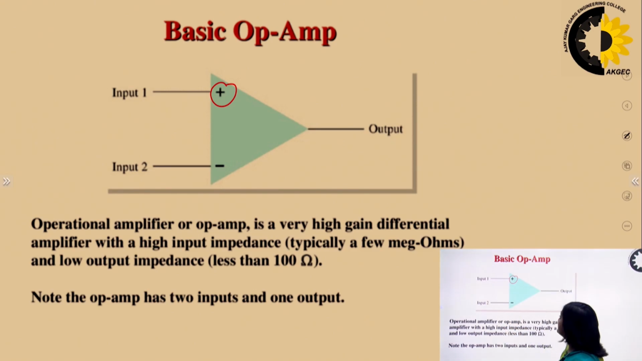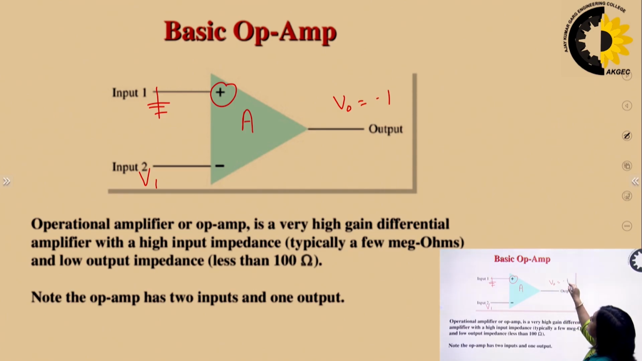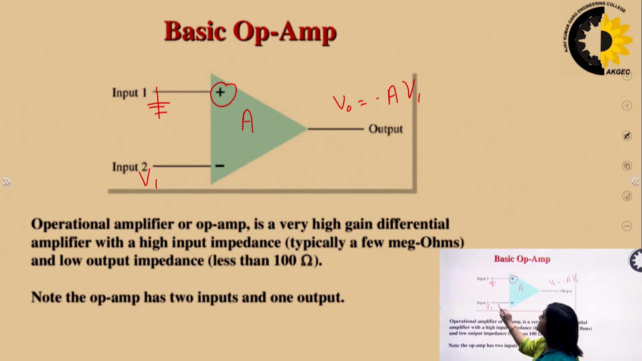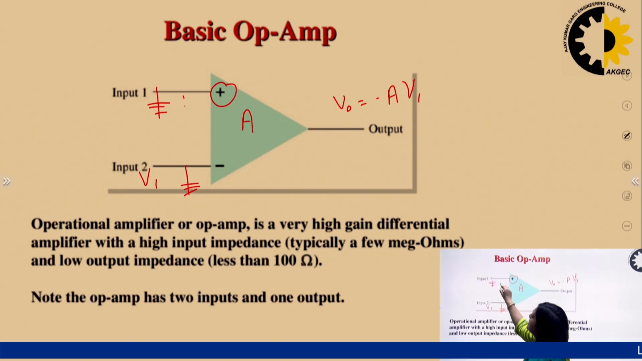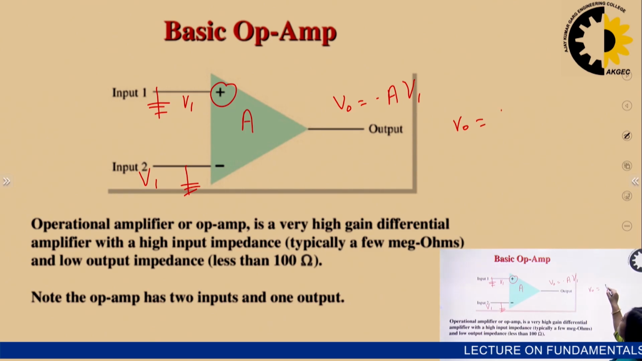If we want to make an inverting amplifier, then what we have to do is apply the input signal at the negative terminal, and the other terminal must be grounded. If the gain of this amplifier is A, then the output would be equal to minus A times V1. This is the case of the inverting amplifier. And if we want to make the non-inverting amplifier, we will ground this terminal and apply the input at this terminal. In that case, the output will be equal to A times V1.